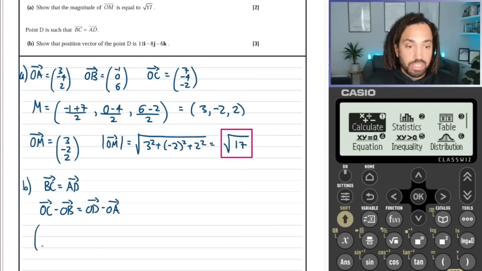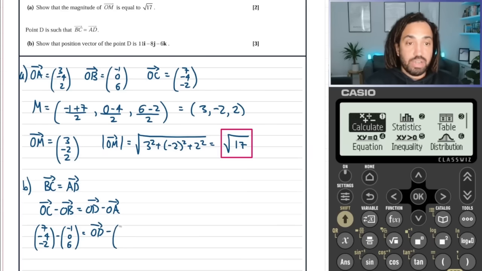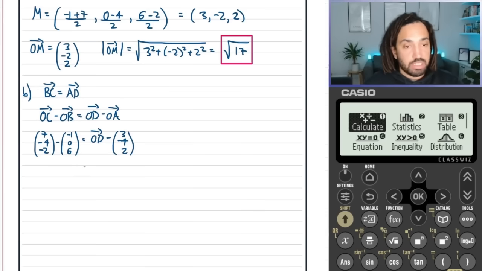And then after that, we can just simply use what we know and substitute in. So that's 7, -2, 0 minus OB, which is -1, 0, 6, is equal to OD. We don't know that, but that's what we're looking for. And OA, we know, is 3, -4, 2. Okay, great. So let's simplify this side first. So that's going to give us 8 because of the minus minus, that's going to give us -4, and that's going to give us -8.